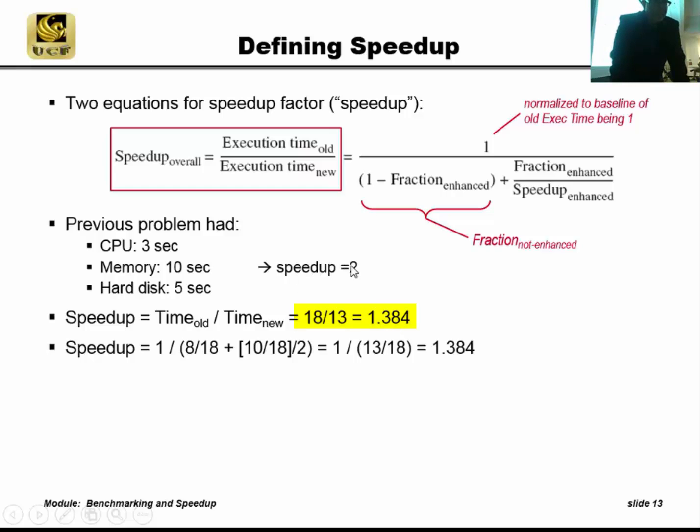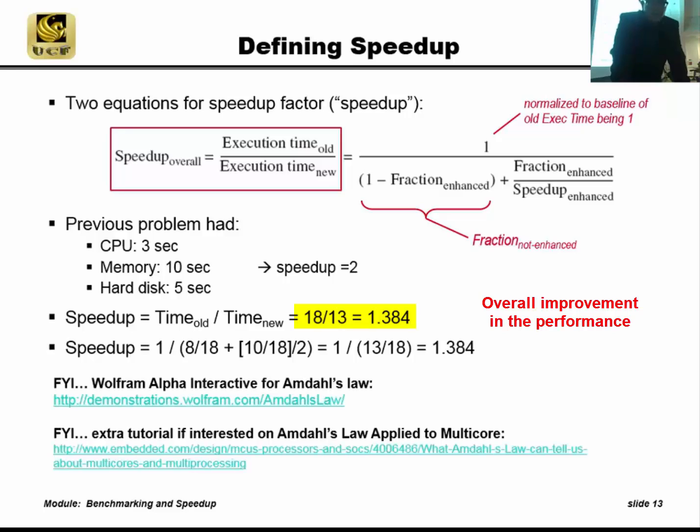So what does this number mean? This number means that we're improving some part of the system, memory, by a factor of 2. Overall, the system is 1.38 times faster, or 40% faster.